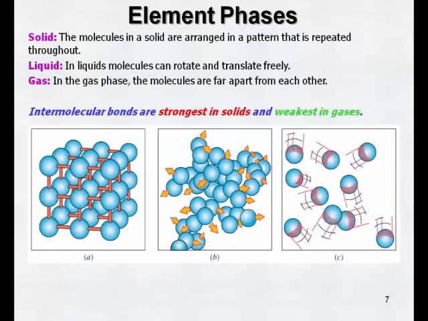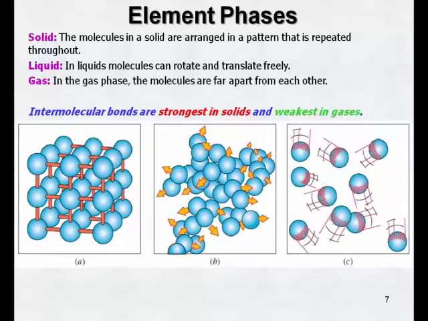Next, we are going to see about element phases. Solid, liquid, gas. These are the element phases. Solid: the molecules in a solid are arranged in a pattern that is repeated throughout. Liquid: in liquids, molecules can rotate and translate freely. Gas: in the gas phase, the molecules are far apart from each other. In general, intermolecular bonds are strongest in solids and weakest in gases.